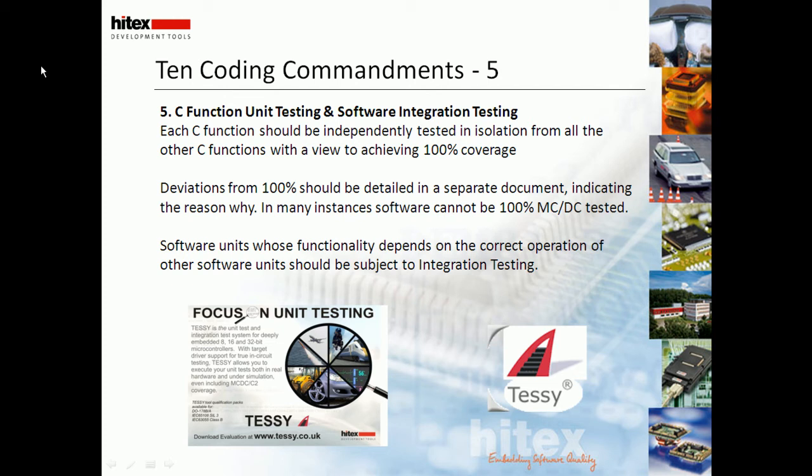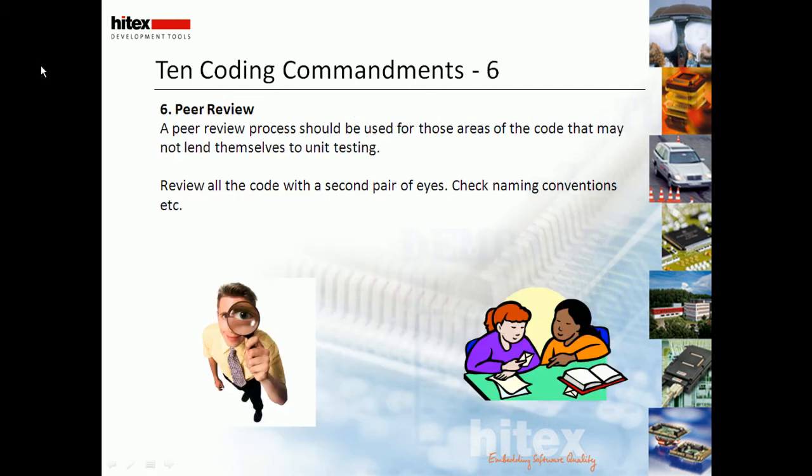At Hightex we sell Tessie, which is a unit testing tool from Razorcat. Peer review. A peer review process should be used for those areas of the code that may not lend themselves to unit testing. You need to review all the code with a second pair of eyes and check for naming conventions, etc. In a larger company this is much easier to do, as there's more resource available to do this.